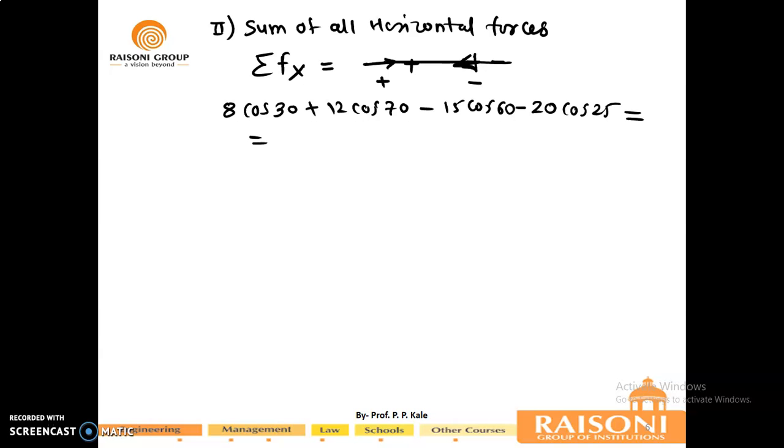If there is any calculation mistake, please do it very carefully. We get minus 14.59, which means the resultant of all horizontal forces is moving in the left direction. Okay, it is showing left direction.